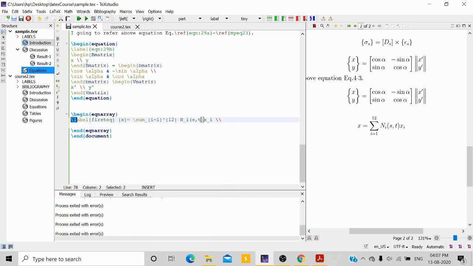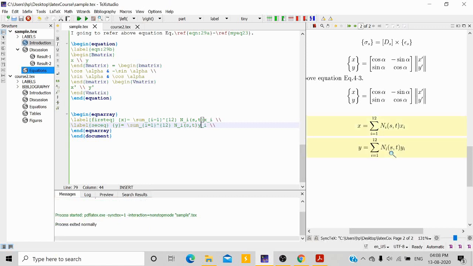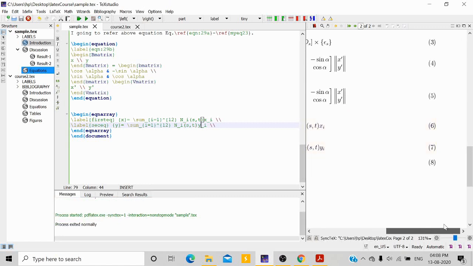So I'll just copy the same thing and I'll change it. Let me put it as my second label. I'll change this, let me just put second equation, and here x is y and the value here was y. Fine. Look here. You got the two equations and two equation numbers.